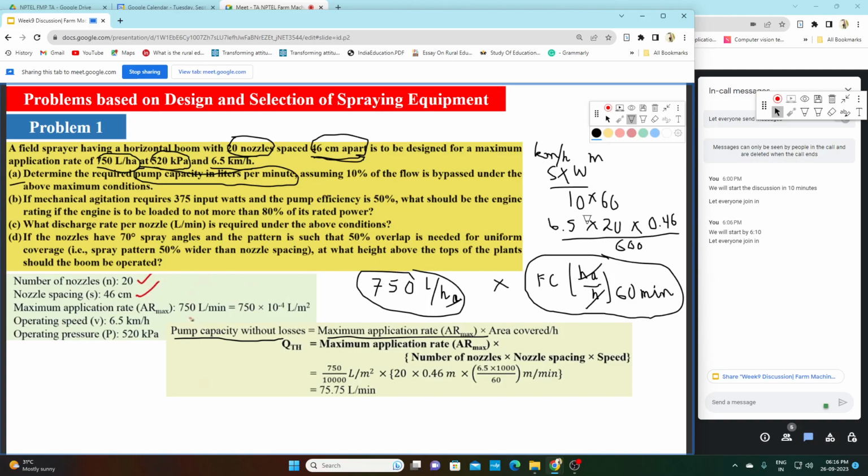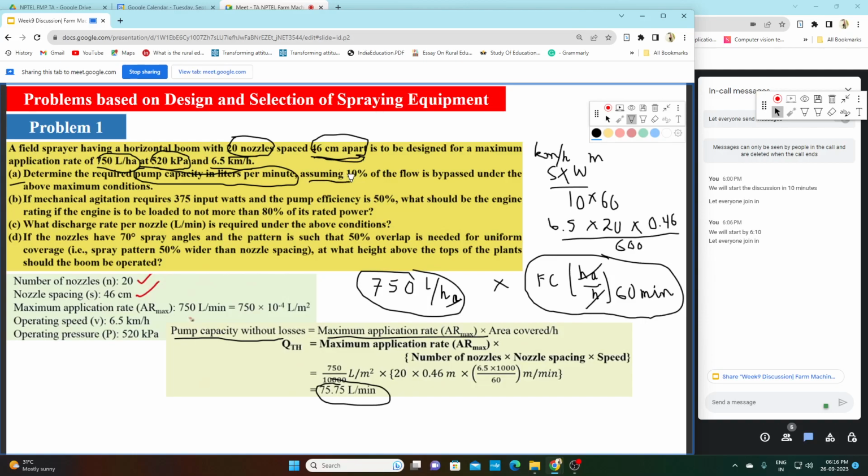So 750 into 6.5 into 20 into 0.46 divided by 600. When we do this calculation, you will get your pump capacity in liter per minute. If you can solve it, you can solve it now, otherwise after this class also you can solve. Your pump capacity will come to 75.75 liter per minute. Okay, up to this I think it is clear, but the question is still not complete.